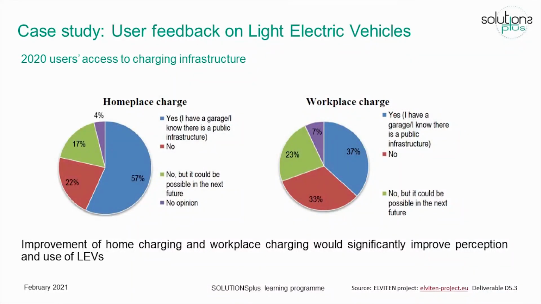Finally, here are some results on access to charging infrastructure. At home on the left and at the workplace on the right. You can see the blue is the people who say that they did have access to charging infrastructure. The red is no, they didn't, and the green is not yet, but potentially in the near future. So you can see that there is still some way to go, especially regarding workplace charging, where over 1/3 do not have access to such charging facilities at the moment.